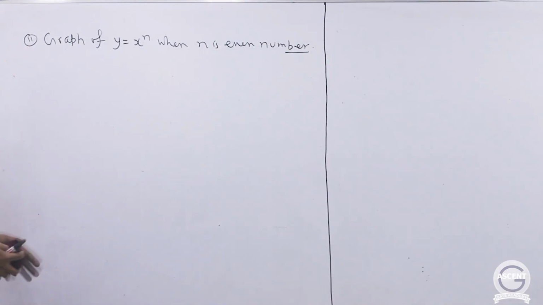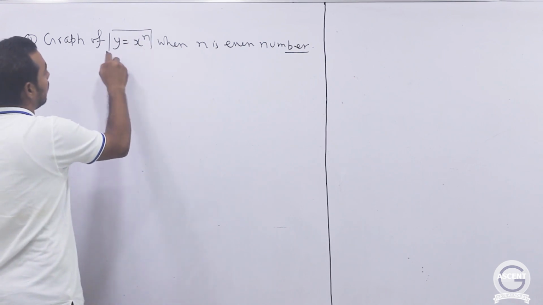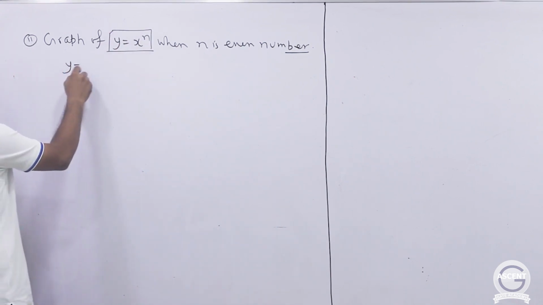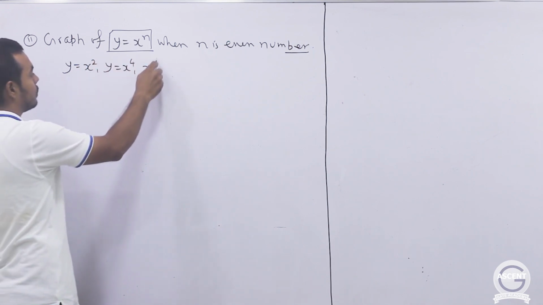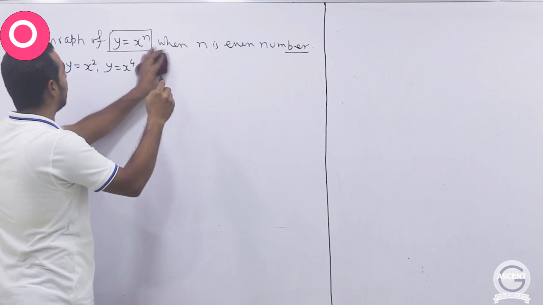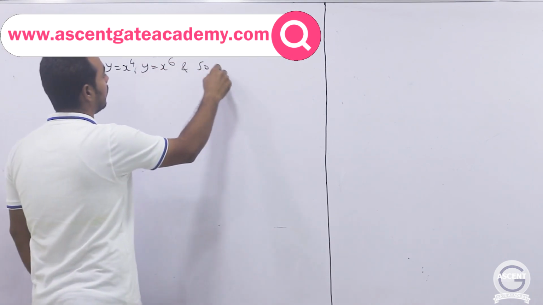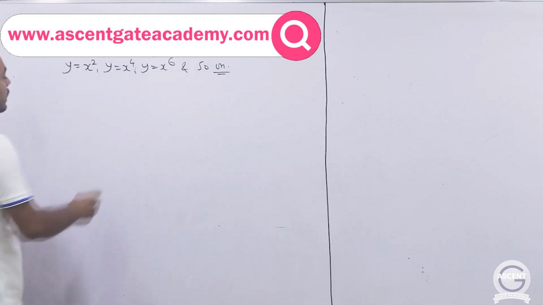Okay, next we have to see how to draw the graph of the function y equals x to the power n when n is an even number, meaning that we have to learn the graph of y equals x square, x to the power 4, x to the power 6 and so on. So again, all these graphs will have a similar nature.